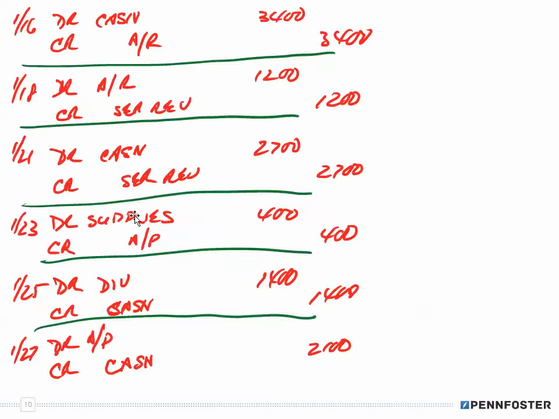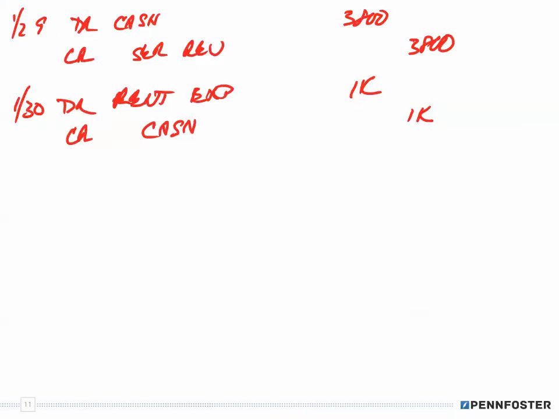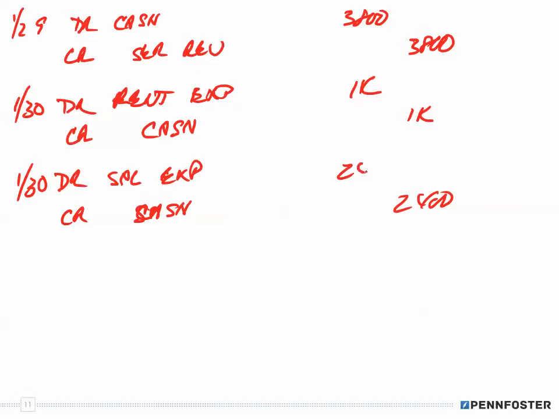And lastly, paid employees $2,400. Paid their salaries for $2,400. So cash is decreasing in the amount of $2,400, and that means I'm debiting salaries expense for $2,400.